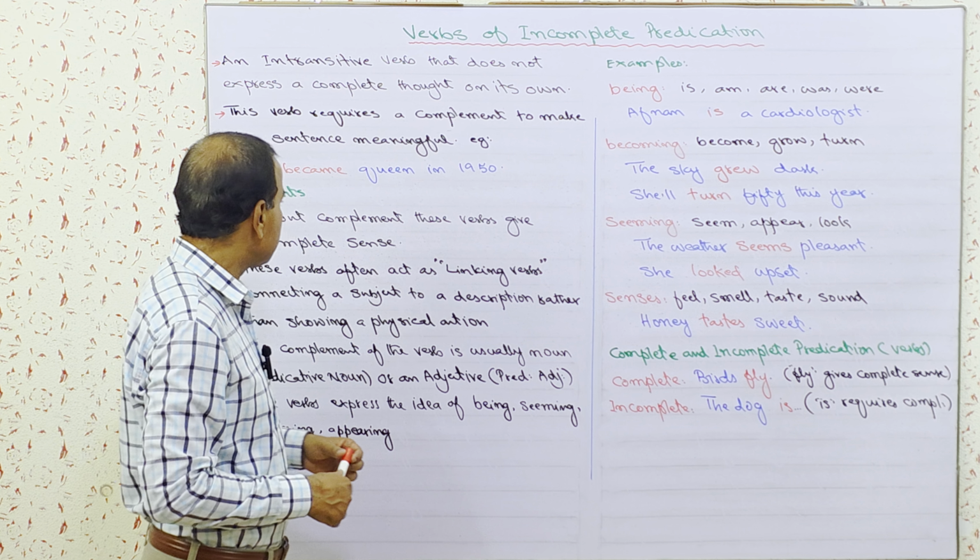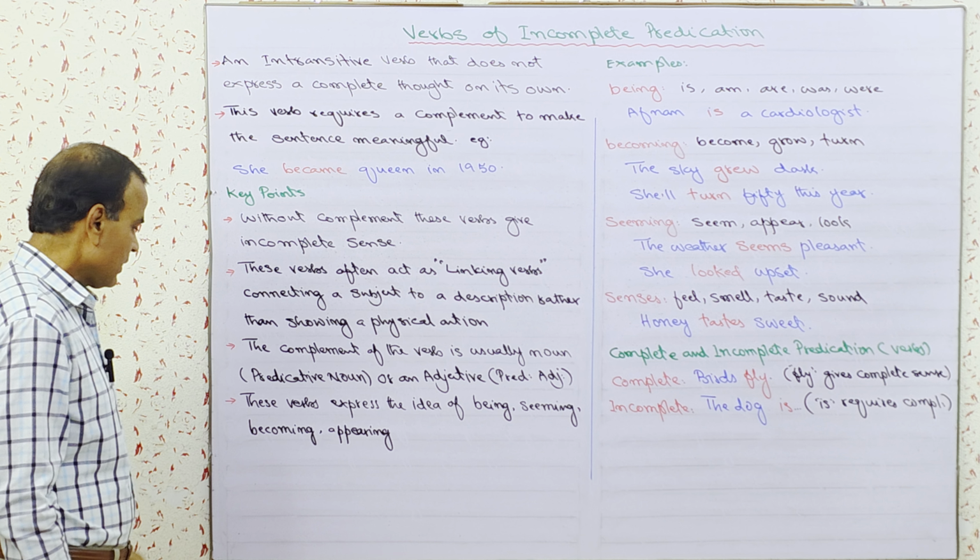The third point is the complement of the verb is usually a noun. Like queen is a noun, and this type of noun is called predicative noun, or an adjective, like he is happy. Happy is an adjective and it is used as the complement of is. So this type of adjective is also called predicative adjective.